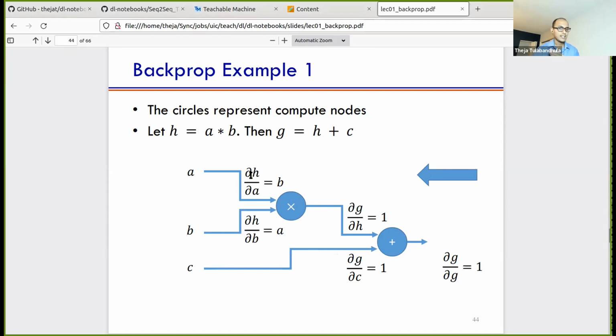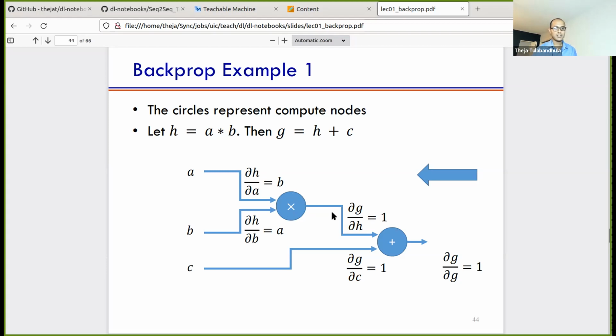What's the gradient of h with respect to a? It's b. What's the gradient of h with respect to b? It's a. These are local gradients again. If you think in terms of the multiplication node, my output is h, my input is a. What is the gradient of my output with respect to the input? That I can compute, that is equal to b. So with this local gradient, I can multiply with the incoming gradient, which is the gradient of g with respect to h.